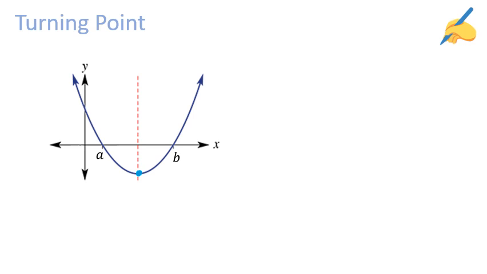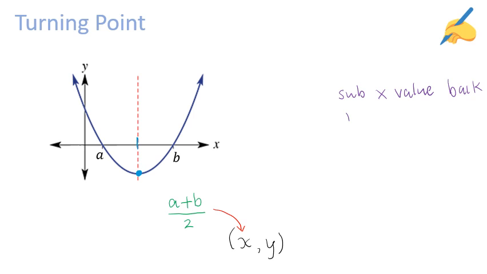The x-coordinate of the turning point is in the middle of the two x-intercepts. To find this, we add a plus b and divide by 2. So add the two x-intercepts and divide by 2. This will give us the x-coordinate. We do this first. Then to find the y-coordinate, we need to sub the x value that we just worked out back into the equation. And then this will give us the y-coordinate.